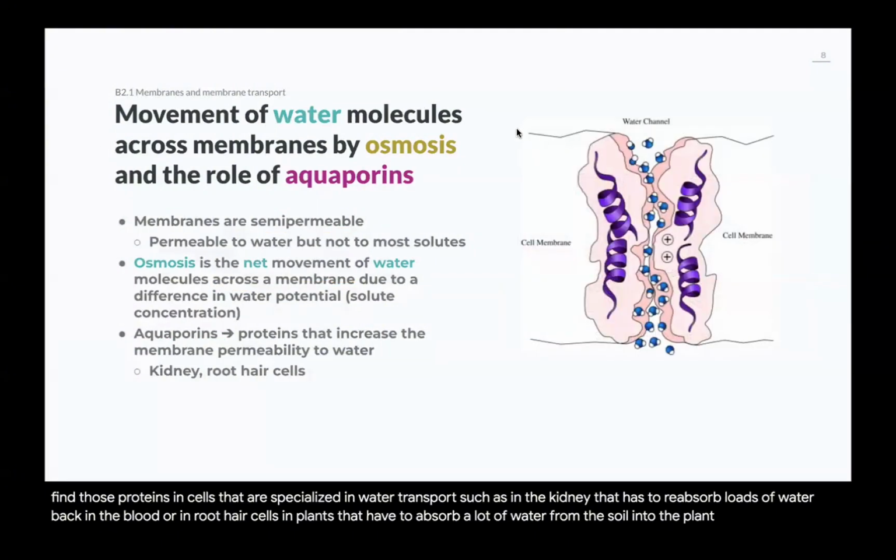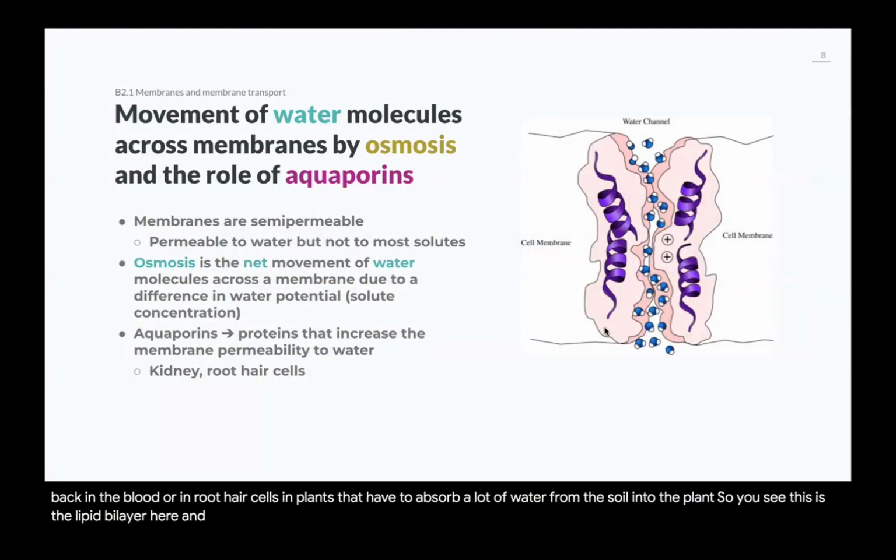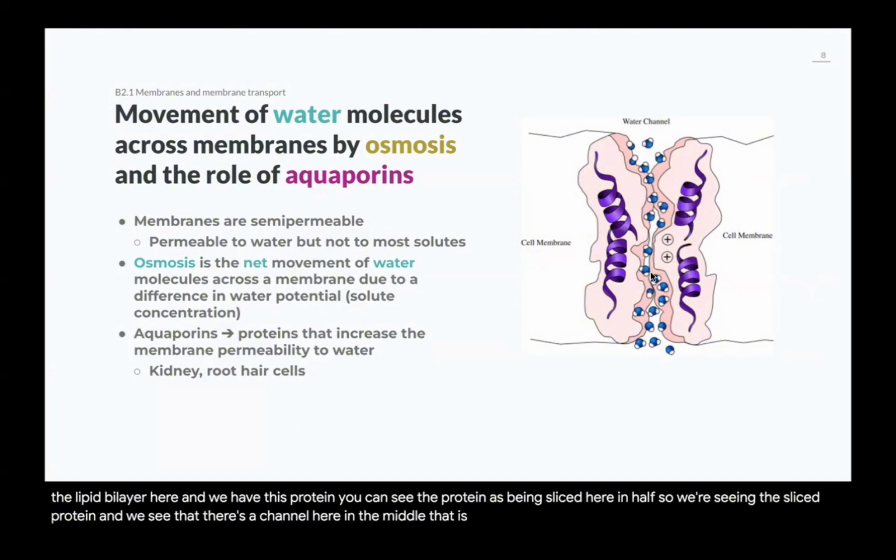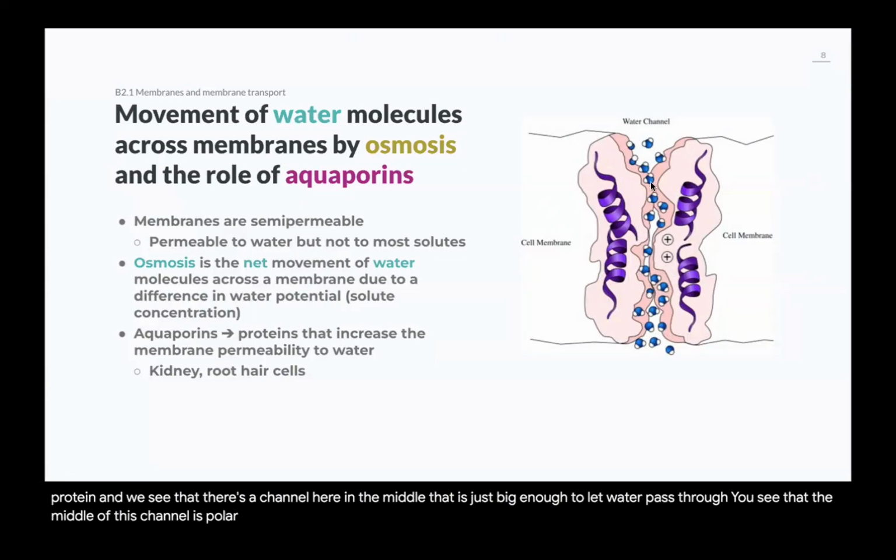So you see, this is the lipid bilayer here, and we have this protein. You can see the protein as being sliced here in half. So we're seeing the sliced protein, and we see that there's a channel here in the middle that is just big enough to let water pass through. And we see that the middle of this channel is polar because water is polar. So this is a channel that is specific to transport water.